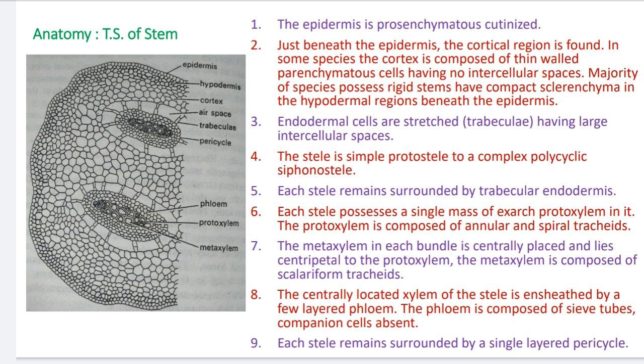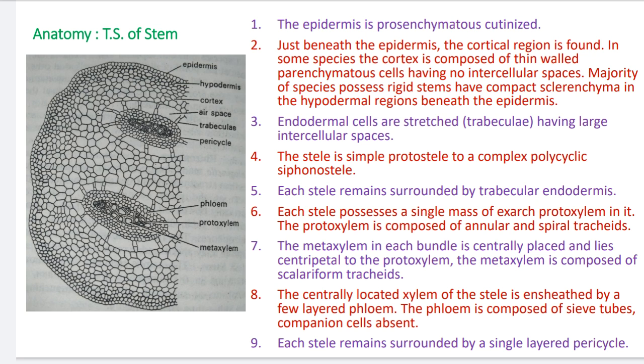And here the stellar region is still very simple, which is the polycyclic. Okay, then siphonostele. Then number 5, the stele remains surrounded by trabecular endodermis. Just as you have seen in the diagram, at the center the stele is there and the stele is further covered by this trabecular endodermis, okay, or stretched cells of the endodermis.